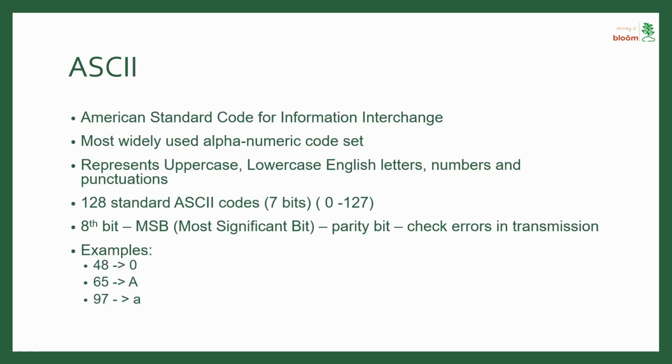Next we have ASCII. In BCD we saw only numbers could be represented. In this we can represent alphanumeric codes. We can represent English letters, both uppercase and lowercase, numbers and punctuation. This has 7 bits. Actually it's 8 bits. The most significant bit is the parity bit, which checks for transmission errors. The number of bits reserved for values is 7, so we can represent 128 codes.